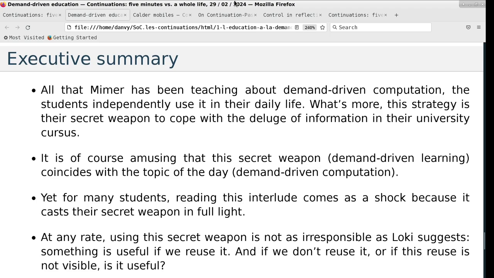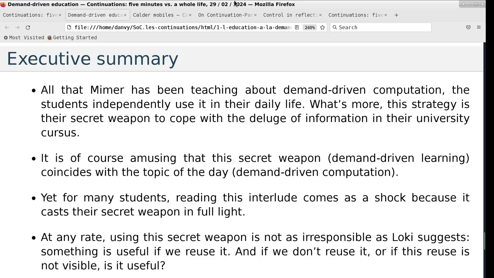So the executive summary is that Mynor has been teaching about domain-driven computation, and the students are independently already using it in daily life. And their strategy is their secret weapon to cope with the deluge of information that you receive every day. So it's amusing that that secret weapon, domain-driven learning, coincides with the topic of the day, which is domain-driven computation.